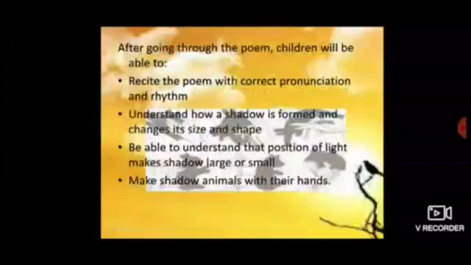After going through the poem, children will be able to recite the poem with correct pronunciation and rhythm, understand how a shadow is formed and changes its size and shape, understand that the position of light makes a shadow large or small, and make shadow animals with their hands.